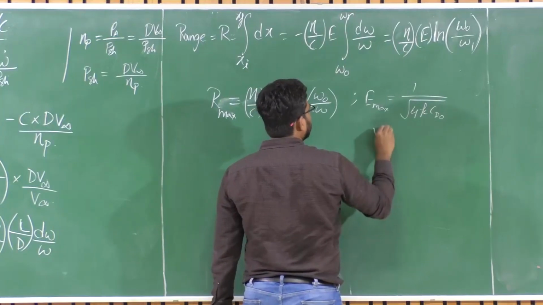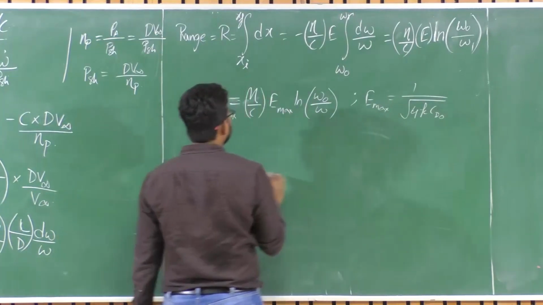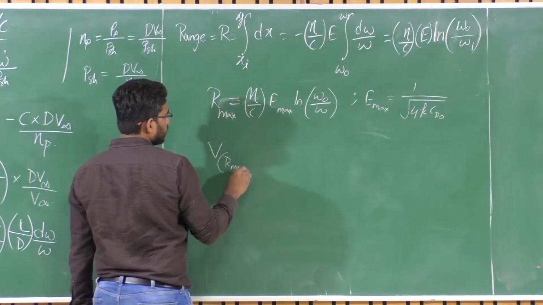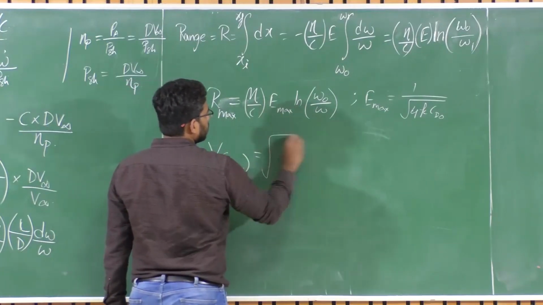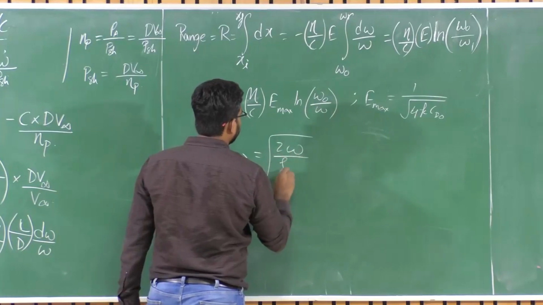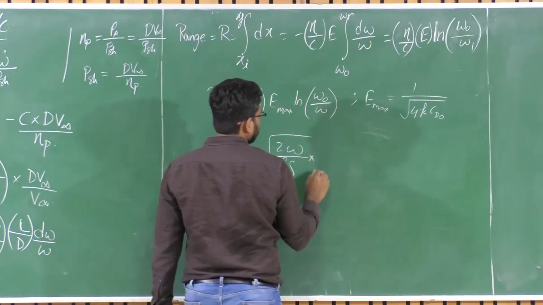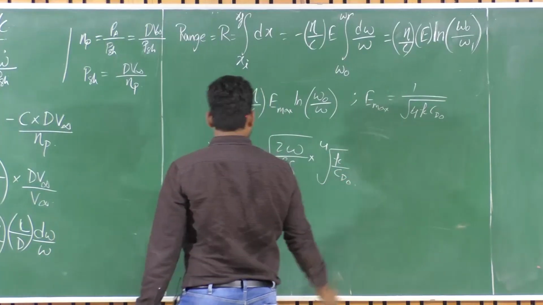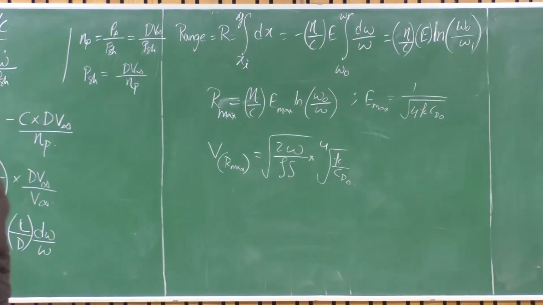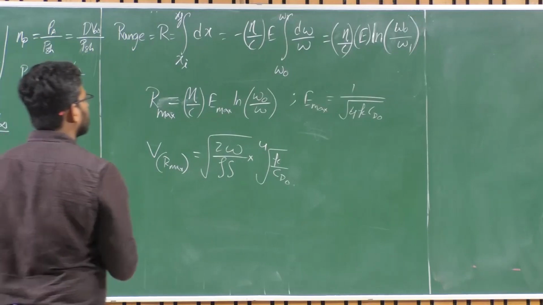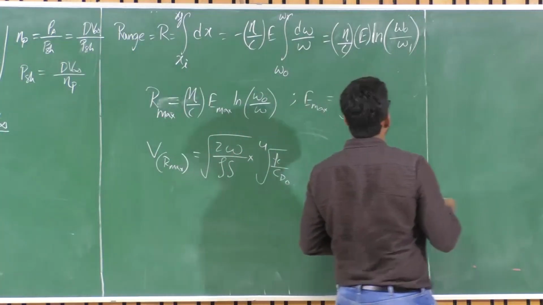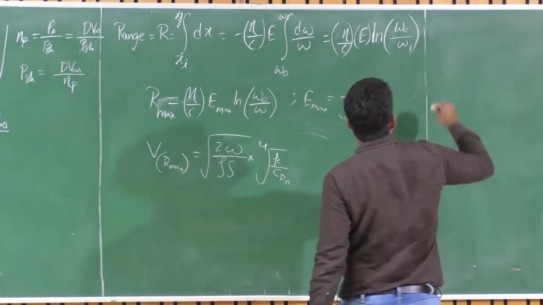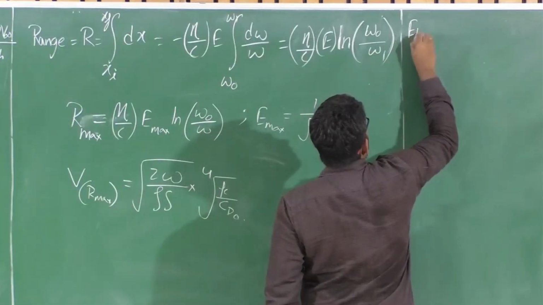And the corresponding velocity for this, V for R max for a propeller driven aircraft, is root over, this occurs when L by D is maximum, right? So 4th root over k upon CD naught. Okay. Fine. So let's now figure out what is the endurance of a propeller aircraft.